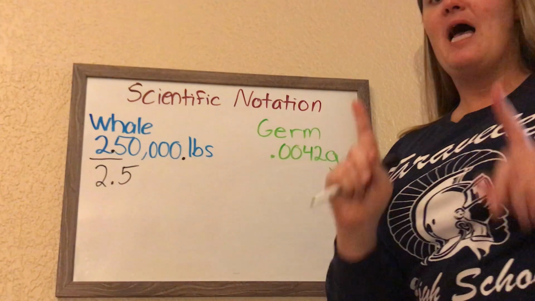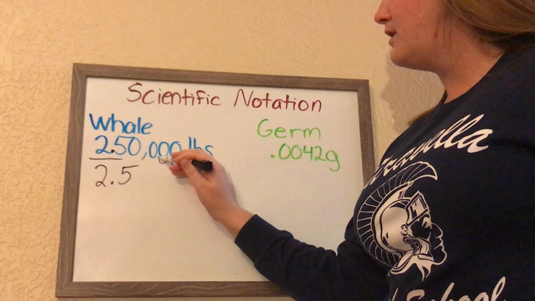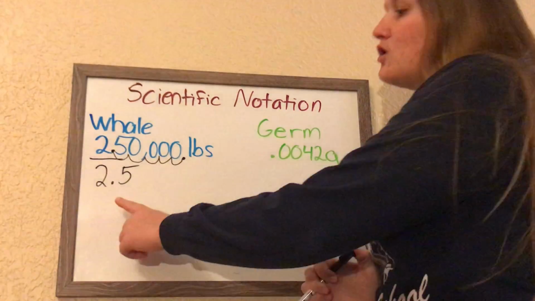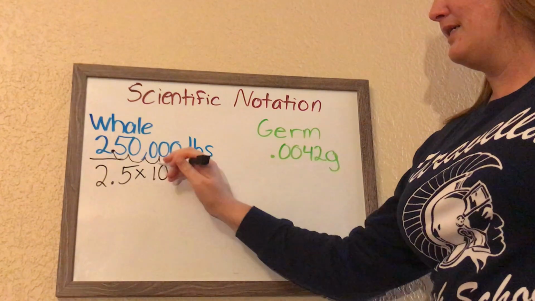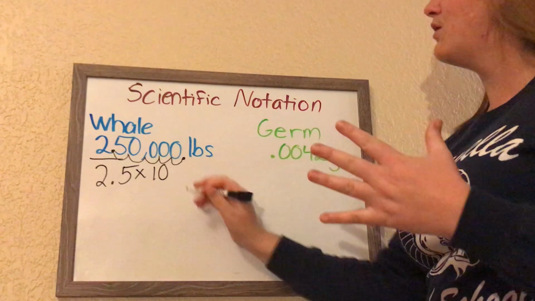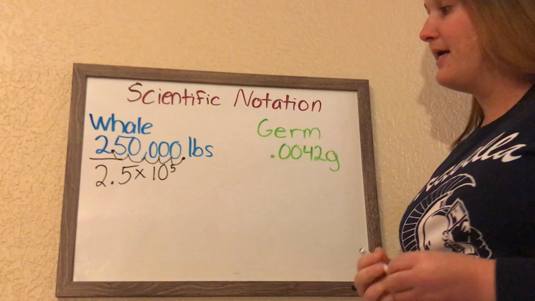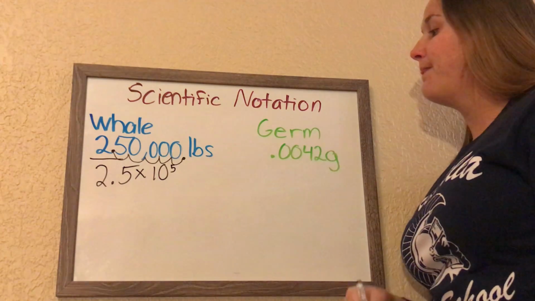I need to think to myself, how many times did I move that decimal place? 1, 2, 3, 4, 5 times. So that's really saying 2.5 times 10, because I'm adding zeros, and I did it 5 times, so it'll be 10 to the 5th power. Okay? That 5th power tells me that it's becoming a larger number.